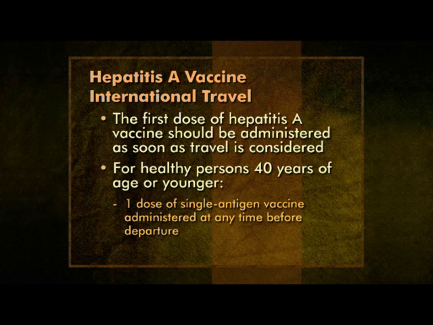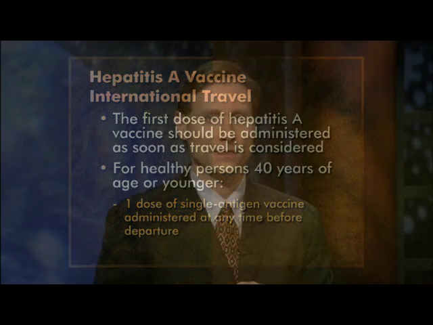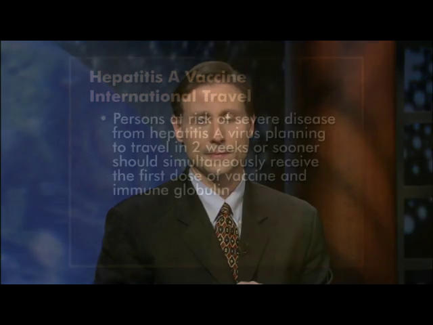The first dose of hepatitis A vaccine should be administered as soon as travel is considered. For healthy persons 40 years of age or younger, 1 dose of single antigen vaccine administered at any time before departure can provide adequate protection. Adults older than 40 years, immunocompromised persons, and persons with chronic liver disease are at increased risk of severe hepatitis A. Prevention of hepatitis A virus infection in these groups is vital.